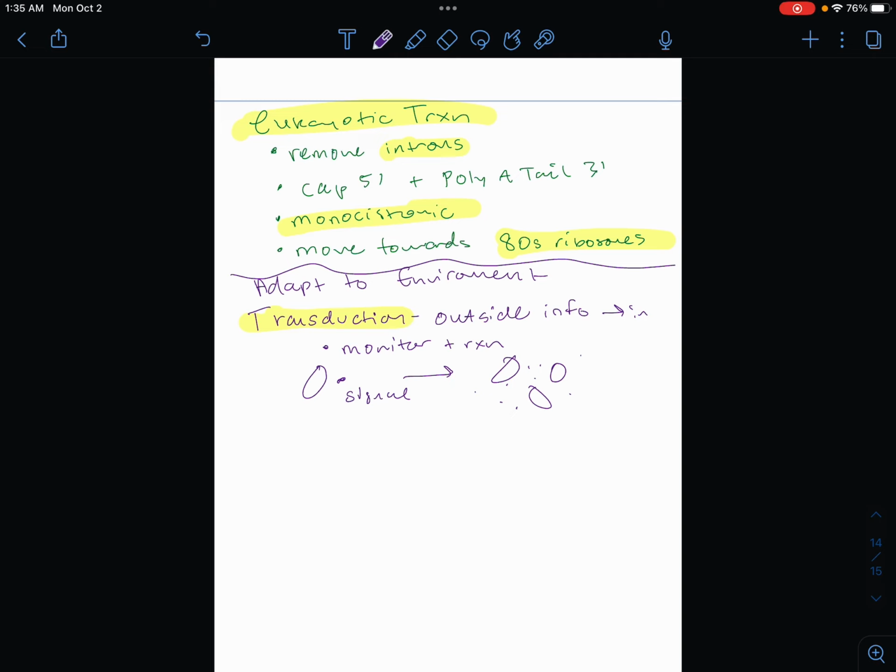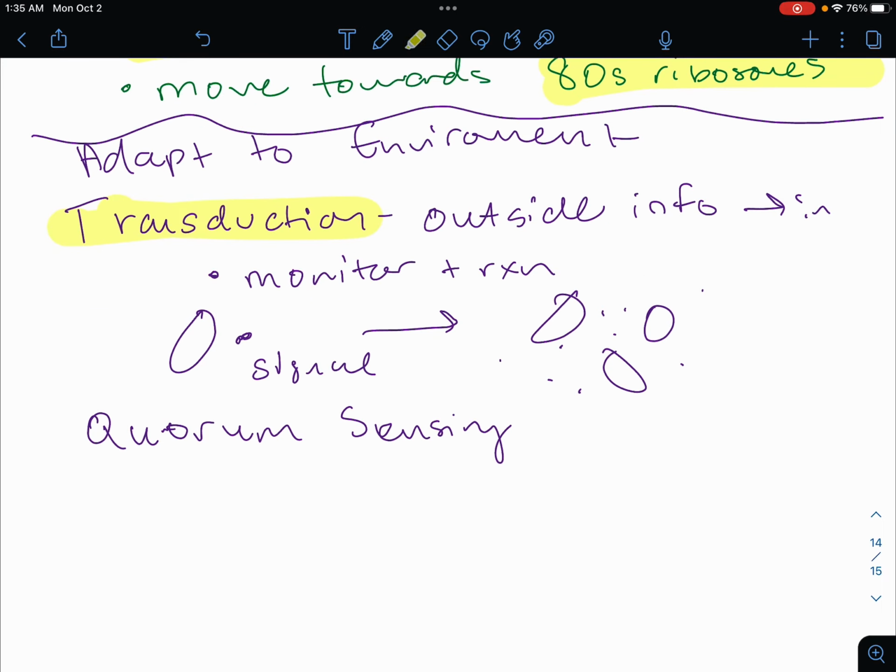Bacteria are also able to adapt via quorum sensing. This sounds extremely fancy, and it is. So basically, this is density sensing. So this allows for genes useful in critical mass to be realized.